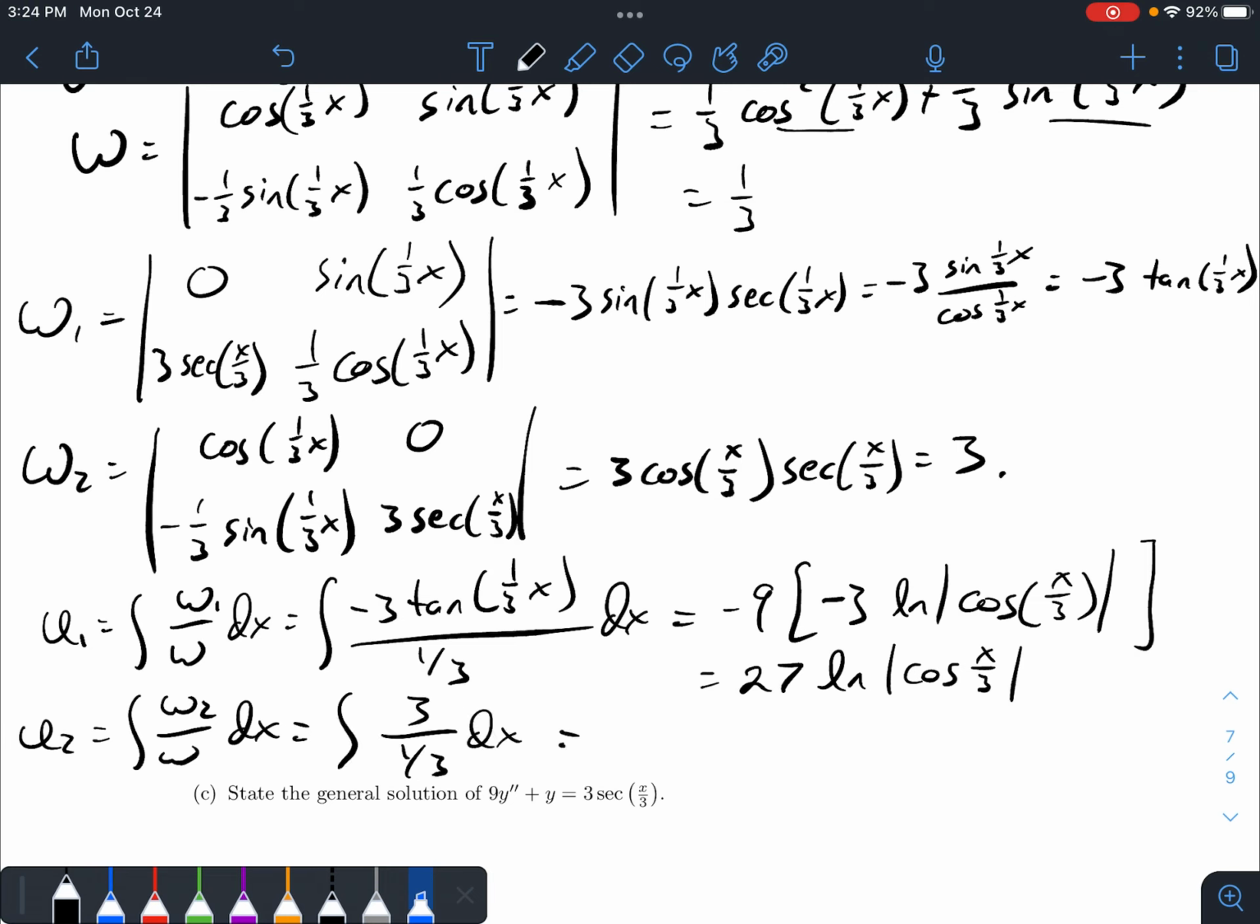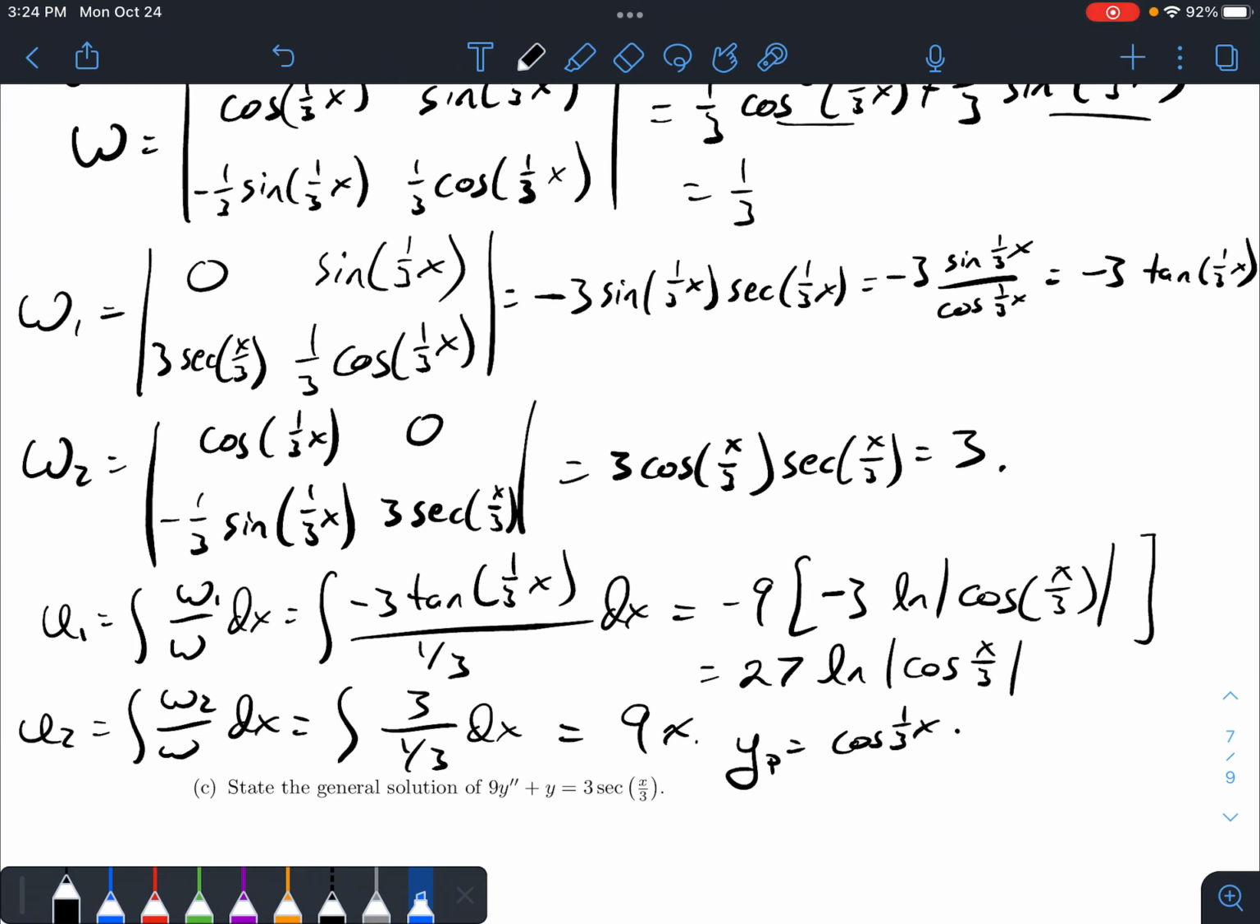So then y sub p is equal to, let's see, what's our y1? Our y1 is cosine of 1/3 x times u1, which is 27 ln of cosine of x over 3, plus y2. I'm applying this formula up here, which is our y sub p, and our y2 is sine of 1/3 x.